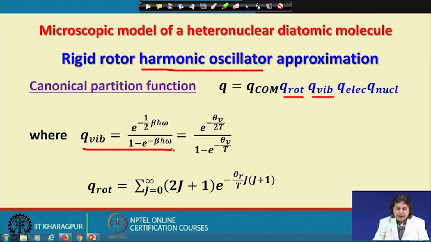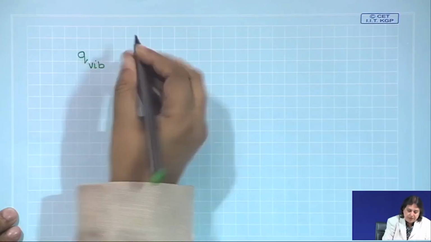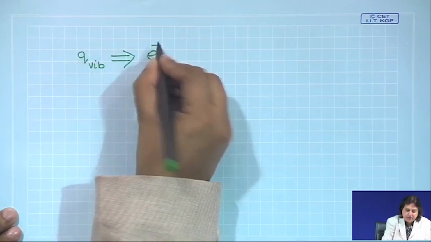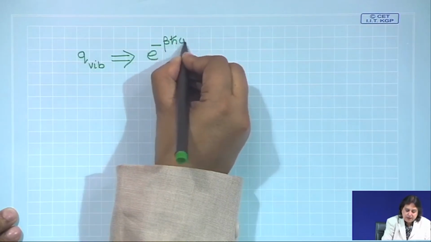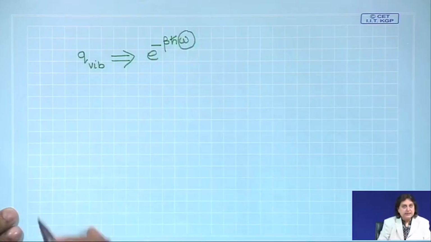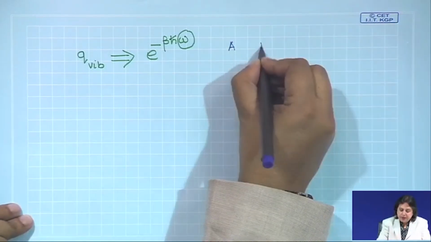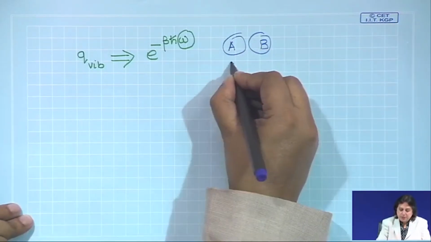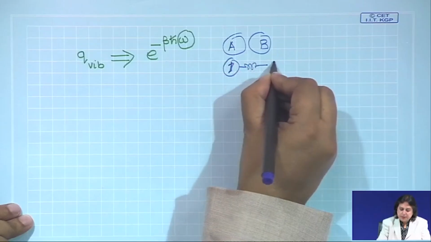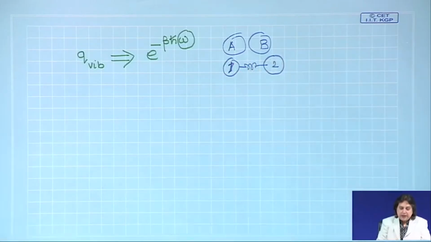Now, if I have a closer look at what are the contributions here. So, q vibe is equal to, it depends on this quantity e to the power of minus beta h cross omega. So, what is omega? Omega is the intrinsic angular frequency of the vibration of the bond between my molecule AB or between my molecule 1 and my molecule 2. Okay. Now, therefore, this is a characteristic property of the system that I am considering.